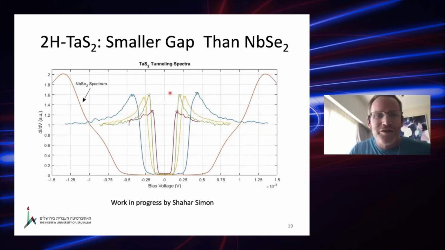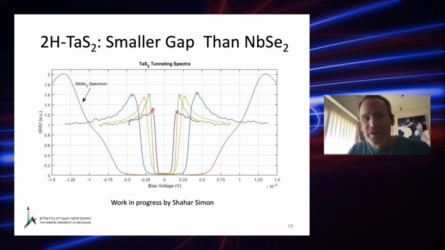So I've shown you the full spectra on niobium diselenide with the quasi-particle peak at about 1.3 millivolts. If we go to tantalum sulfide, the gap becomes way smaller. That's bulk tantalum sulfide, measured at 20 millikelvin in our dilution fridge. The gap is 180 microelectron volt.